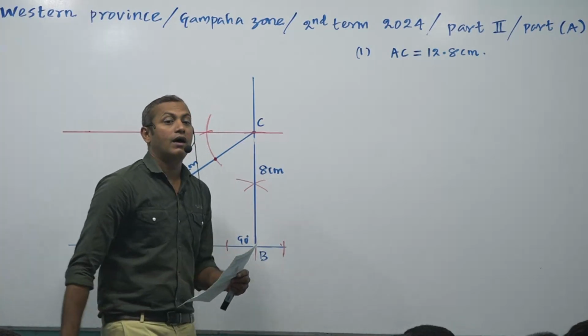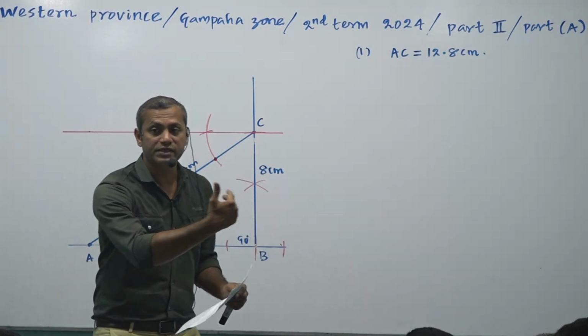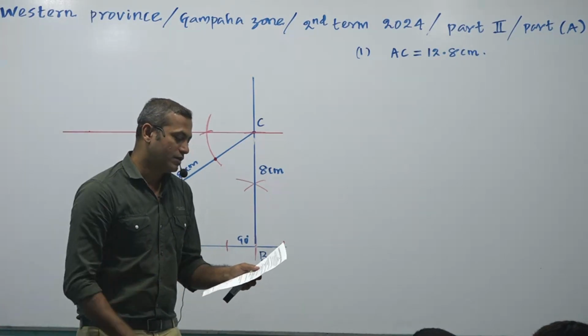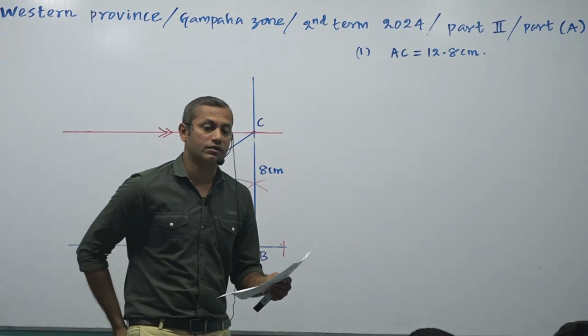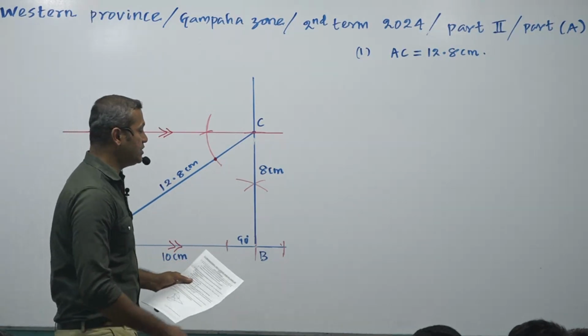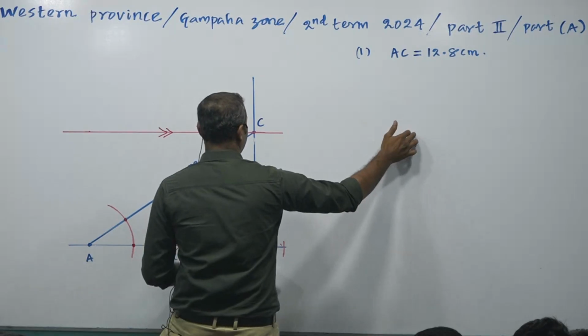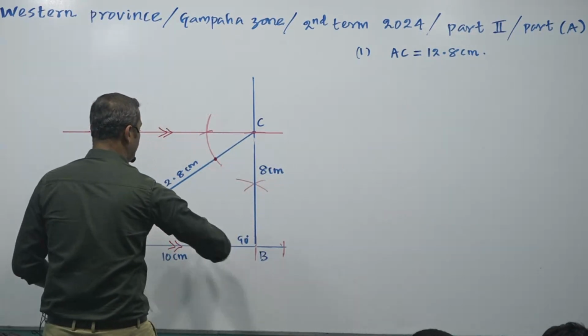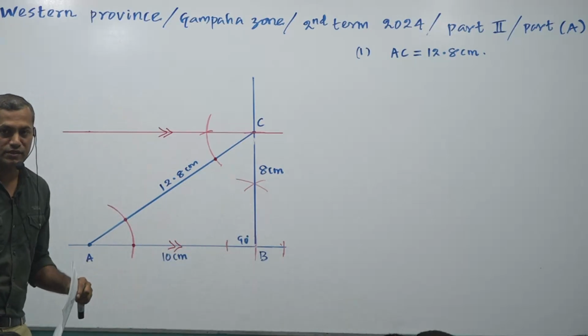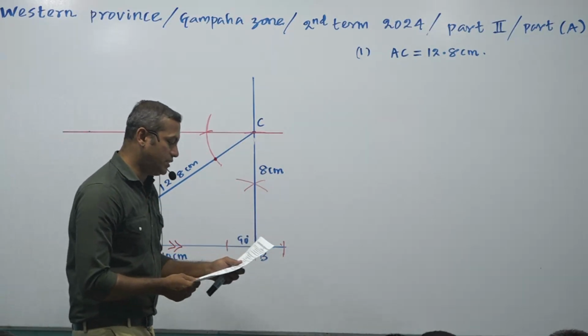But how to finalize whether it's on the right side or on the left side? That is by checking the name of the quadrilateral. See, it's not ABDC, it's ABCD. If it is ABDC, D will be on the right side. If it is ABCD, D will be on the left side. Do you understand? So it's ABCD.